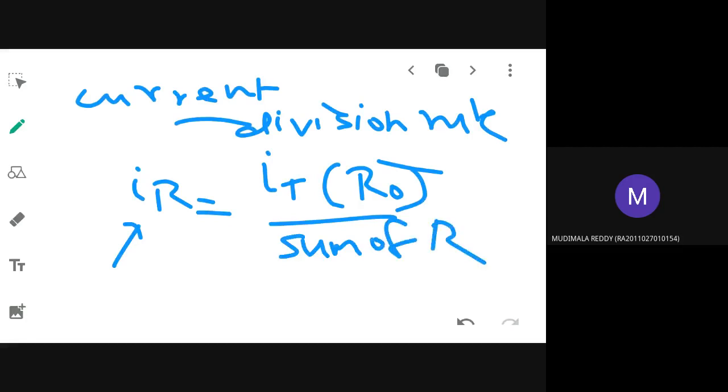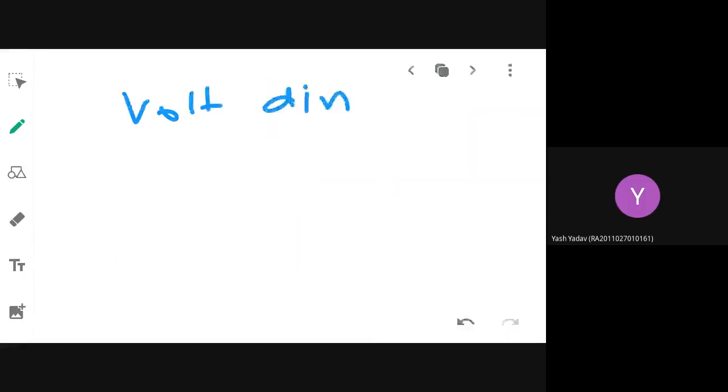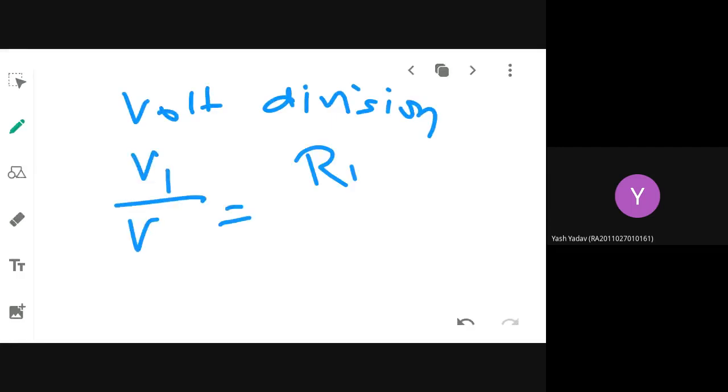What about the voltage division rule? Same as current division, ma'am. V1 is equal to how many? Total voltage into... The ratio between the two voltages is equal to the ratio between the corresponding equivalent resistances. Okay, both are different. While solving problems, we will come to know. Okay, so you must have understood up to this. All this will be used for solving circuit problems.